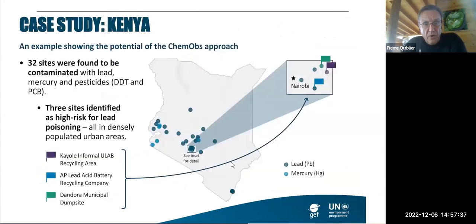Case study in Kenya, to give you a concrete example of what this generates. In Kenya, 32 sites were found to be contaminated through the observation of chemicals, with lead, mercury, and pesticides, mainly DDTs and PCBs. Three sites were identified as high risk for lead poisoning, all in densely populated urban areas. These are the three sites: Kayole Informal Used Lead-Acid Battery recycling areas. So two are related to recycling companies, and one is the Dandora Municipal Dump Site, all close to Nairobi. Next, please.